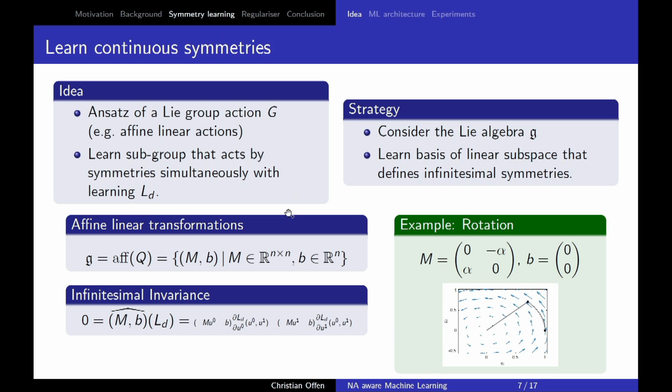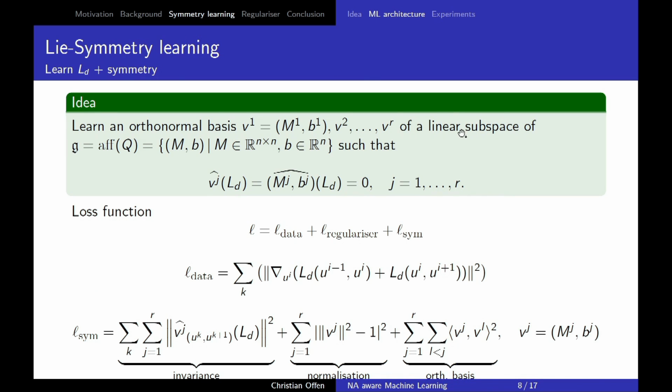So the idea now is not just to learn the discrete Lagrangian, but at the same time to learn a linear subspace in the Lie algebra, such that every element in the subspace acts by symmetries. Okay, so here everything together. Your loss function will contain three parts. One data consistency part where you just try to fit the discrete Lagrangian to be compatible with the motions that you're observing. At the same time, some regularizer that I'll comment on in a second, and the symmetry parts.